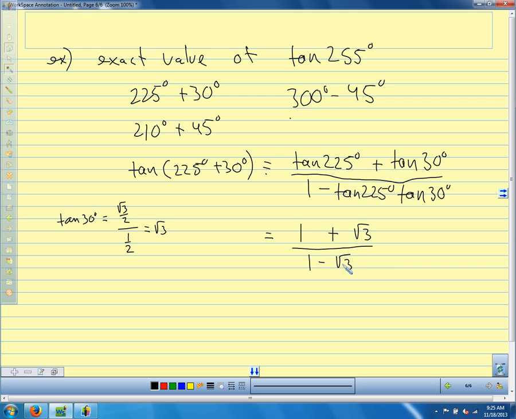If you leave your answer written this way, I would be fine with that. I'm not going to ask you to rationalize this. If we did want to rationalize this denominator, what would we do to rationalize it? Multiply the top and bottom by 1 plus the square root of 3.